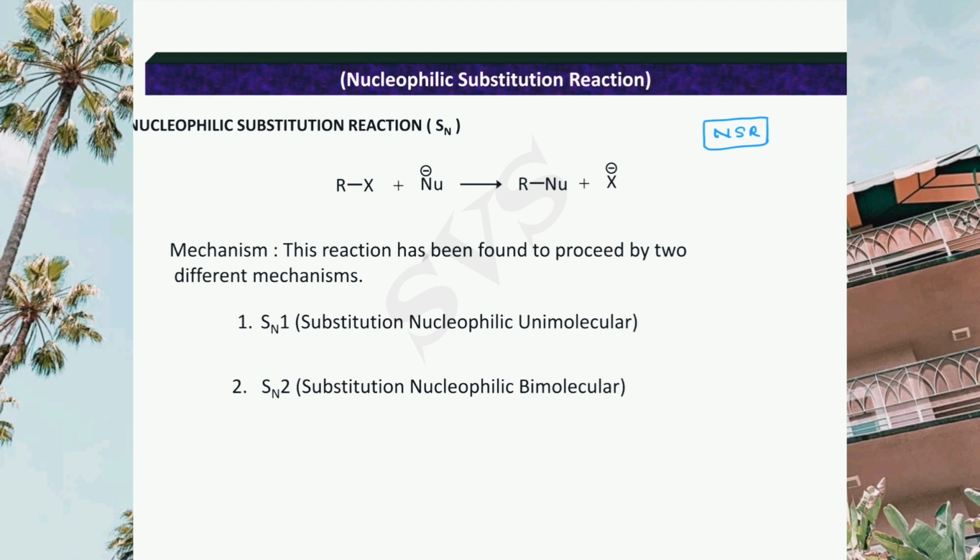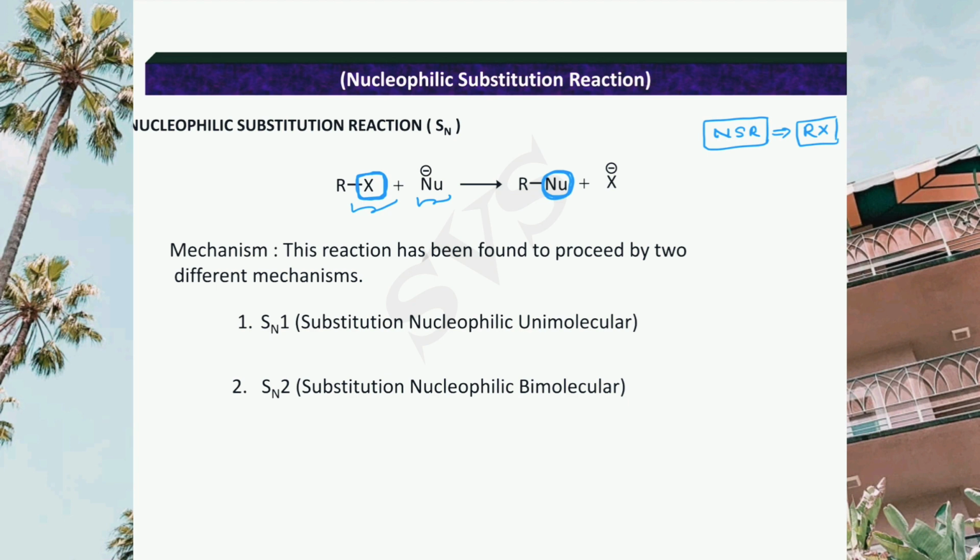Nucleophilic substitution reaction, NSR, takes place generally in halogen compounds. What is substitution? In the place of halogen, the nucleophile is substituted. In the place of one atom, another atom is substituted. Here nucleophile is substituted in the place of X. Therefore it is nucleophilic substitution reaction.